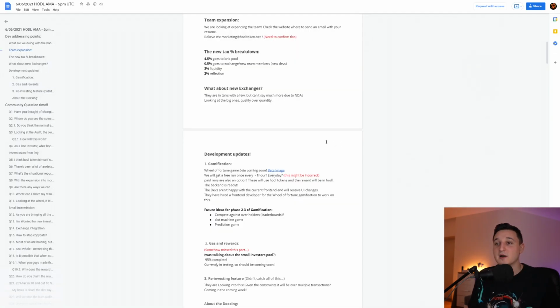We will get a free spin once every 1 hour every day. This might be incorrect. Okay, paid spins are also an option. These will use HODL tokens and the reward will be in HODL. So the backend is ready. So this is like, okay, interesting.